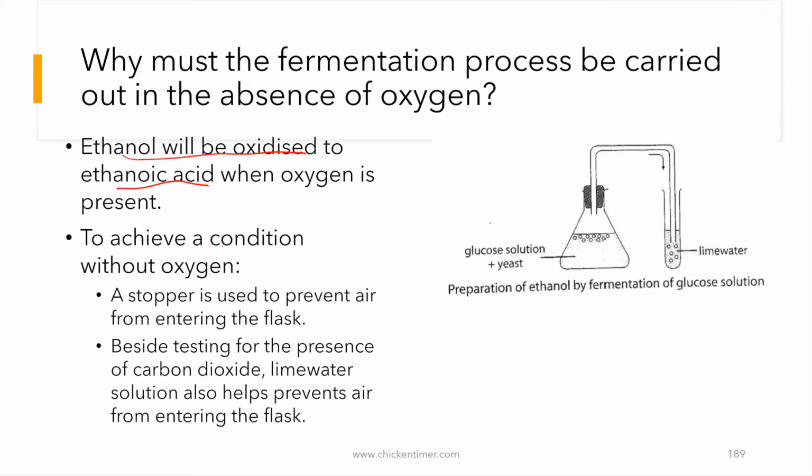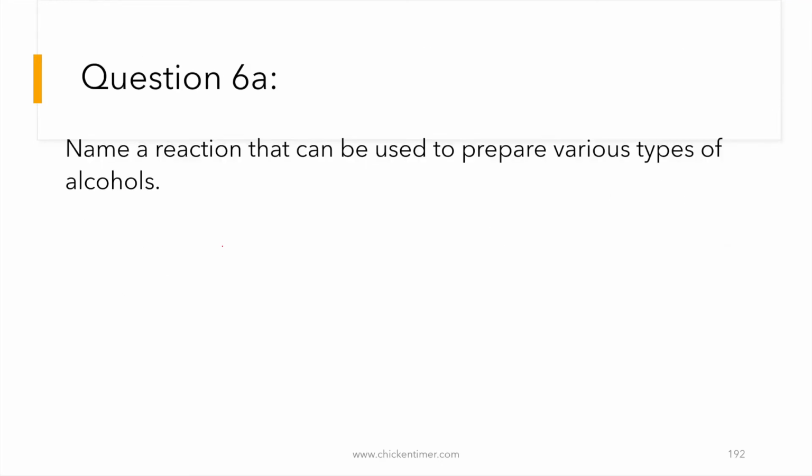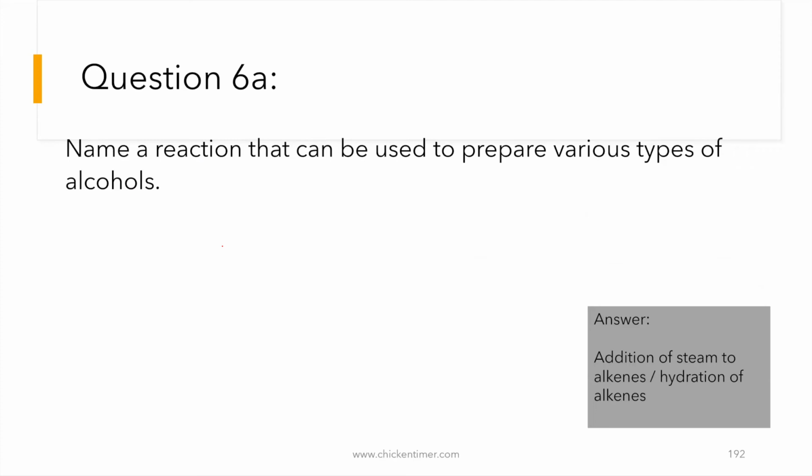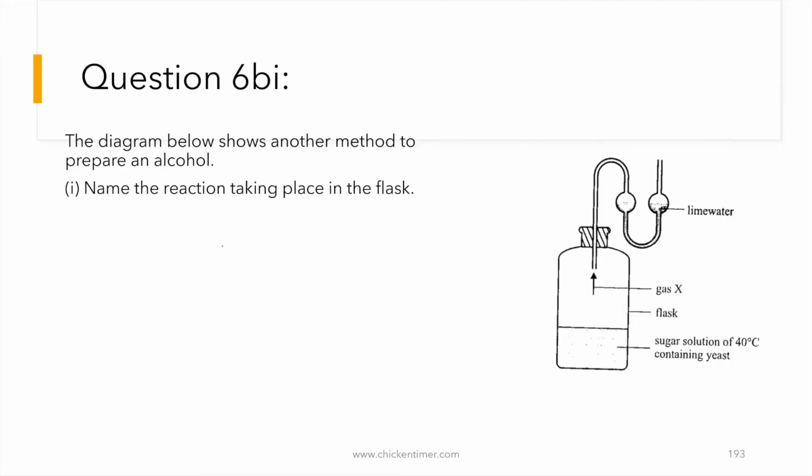They will be oxidized into ethanoic acid. Ethanoic acid is your vinegar that you find in your kitchen. Okay. So yeah, this one is addition of steam to alkenes, which is given on the first slide. Because fermentation of sugars can only work for ethanol. Then this is the ethanol process.